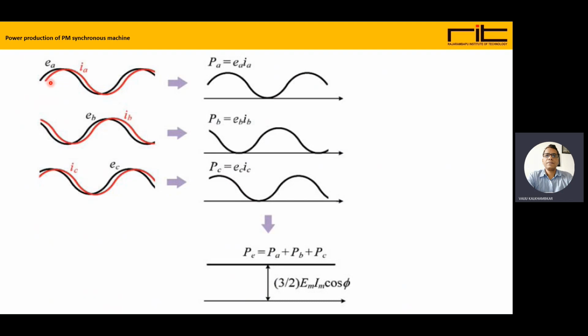Here we can see the waveform of power production of permanent magnet synchronous machines. This is EA and this is IA. So power is equal to EA into IA, and you can get this power. Power is equal to EB into IB for B phase. We can calculate this. And PC, the power of the C phase, is equal to voltage into current, EC into IC. So instantaneous power, we can calculate PA plus PB plus PC is equal to 3 by 2 Em Im into cos phi.